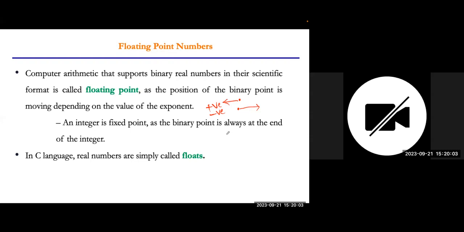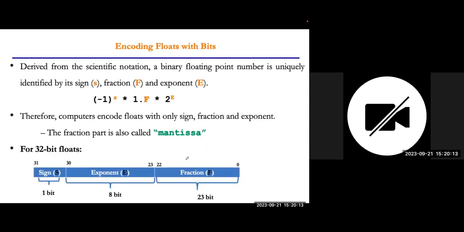An integer is a fixed point, as the binary point is always at the end of that integer. In C language, we call this the float data type. For encoding any real numbers or floats with bits, the standard formula we call the IEEE 754 standard, derived from the scientific notation we just saw. A binary floating point is uniquely identified by its sign, fraction, and exponent.